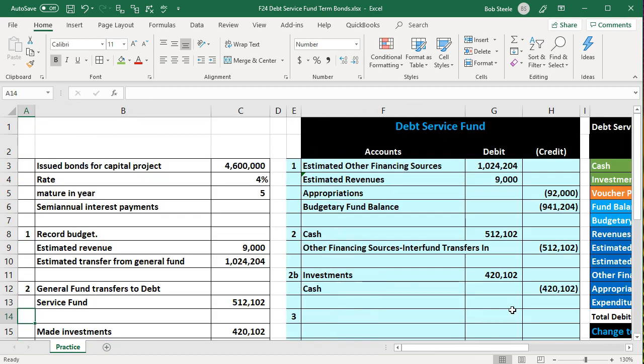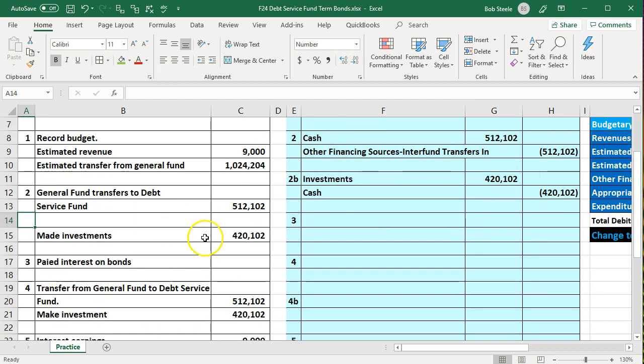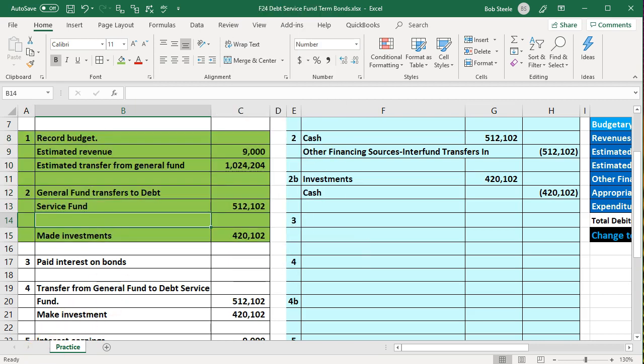Okay, let's see the next transaction. We are now on, it looks like, number 3. So we're on number 3. We also might want to highlight the ones above it as we go. So I'll make them green. So we've completed the green ones.